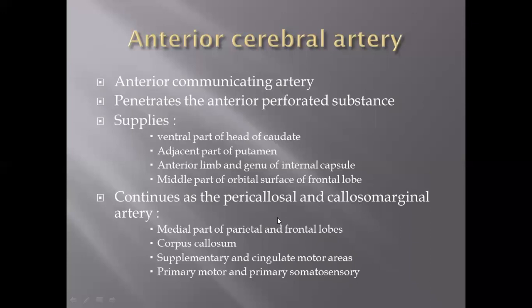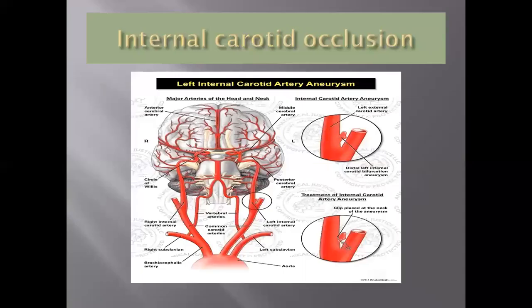If you look at the medial part of the hemispheres within that longitudinal fissure, this anterior cerebral artery will mainly focus on the medial parts of the hemispheres and a very small strip on the upper surfaces of the lateral hemispheres onto which the middle cerebral doesn't reach.